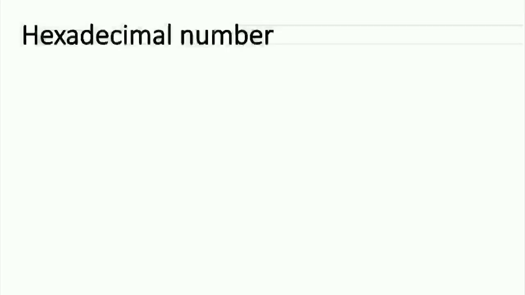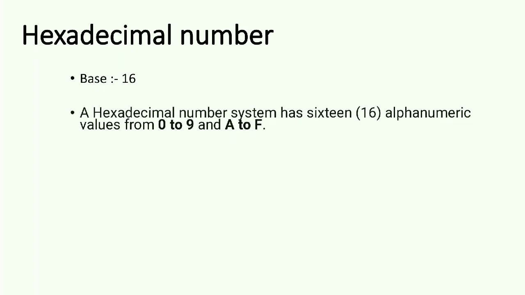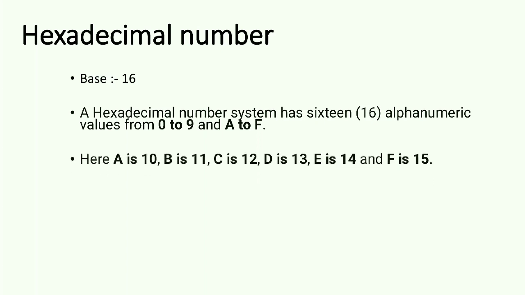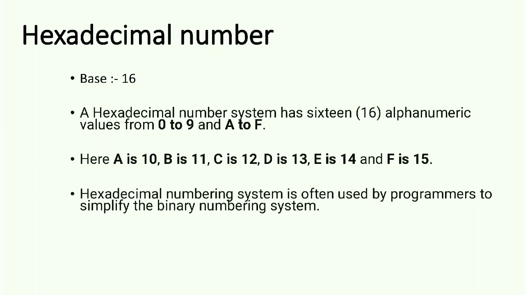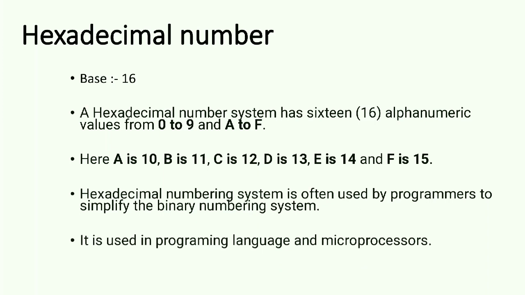Beginning to the last topic of this slide, that is hexadecimal number. Now hexadecimal numbers have the base 16. That means it uses 16 digits. Now how 16 digits? Let us study that. So it has an alphanumeric combination starting from 0 to 9 and A to F. That means it comprises of first 0 to 9. Then after 9 we use A as 10, B as 11, C as 12 and so on till F as 15. Then hexadecimal numbering system is often used by programmers to simplify the binary numbering system. It is used in the programming language and in microprocessors.